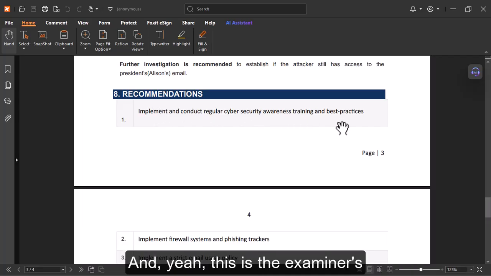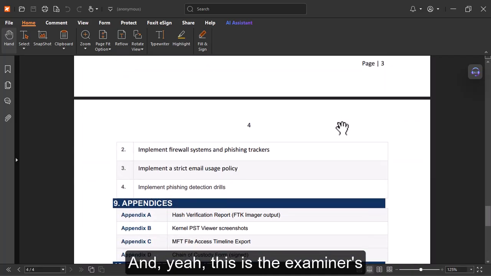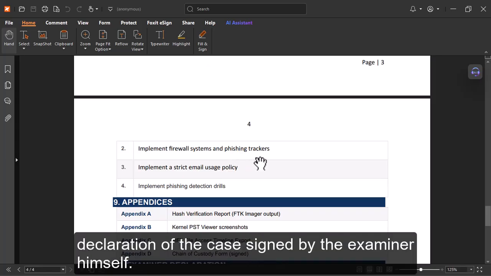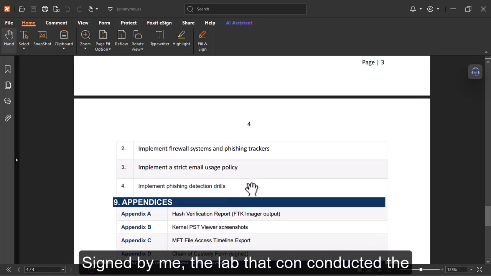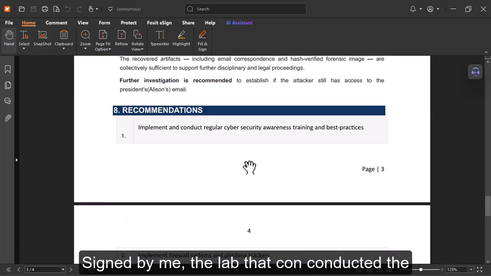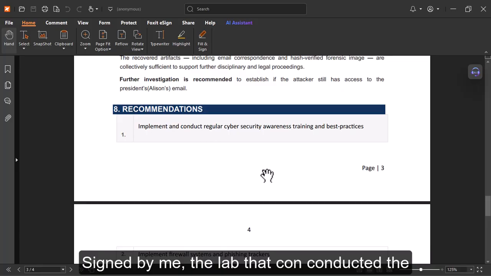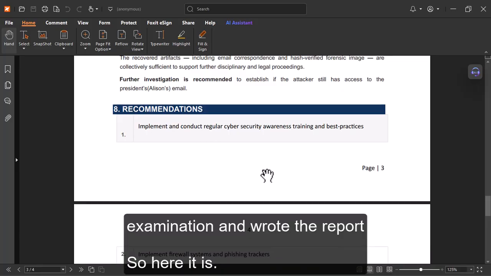And yeah, this is the examiner's declaration of the case, signed by the examiner himself. Signed, this is my real name. Of course, my real name is not the forensic job. Signed by me, the lab that conducted the examination and wrote the report.